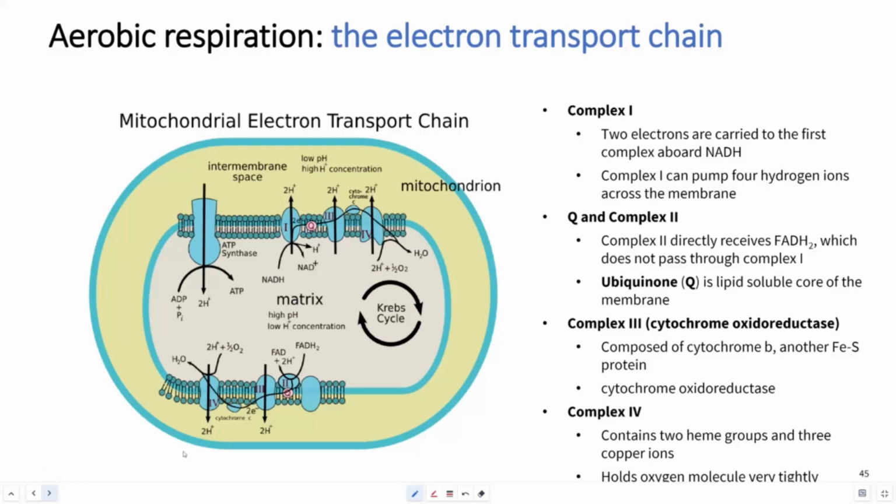Step number 2, the potential energy is converted into kinetic energy, and electrons are passed from one carrier to another. Step number 3, the protons are transported through the ATP synthase, releasing sufficient energy to then form ATP from adenosine diphosphate and phosphate to make ATP. This process of forming ATP is referred to as oxidative phosphorylation.